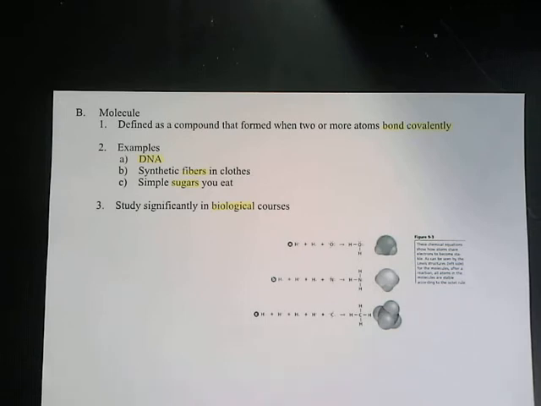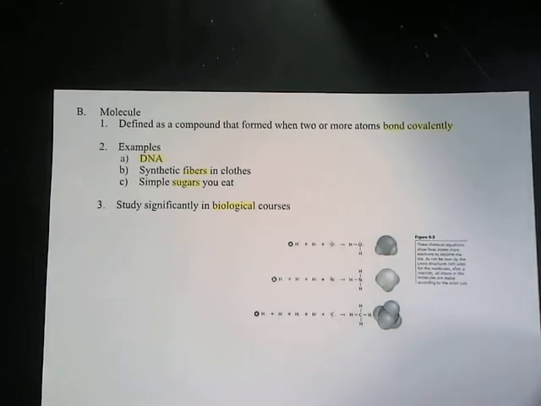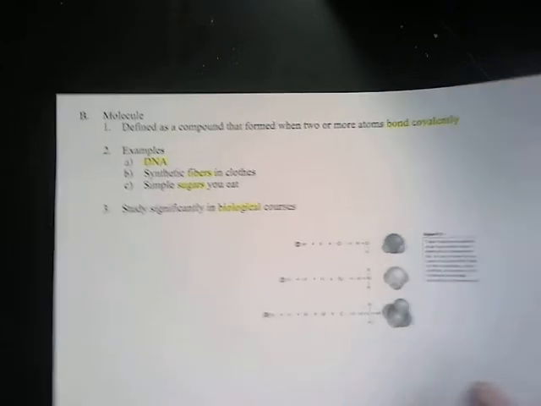As we talk about covalent bonds, we can also bring up another definition, and that is a molecule. A molecule is a covalently bonded chemical. You've probably heard of these in biology before. They include things like DNA, synthetic fibers, and simple sugars. Again, molecules just means that these chemicals are bonded covalently. So that's something to keep in mind as we go through this process.